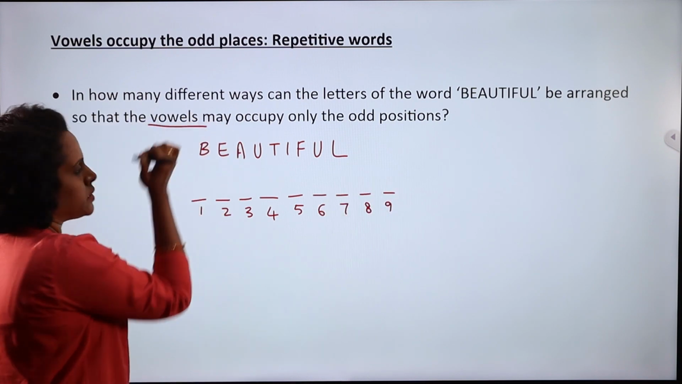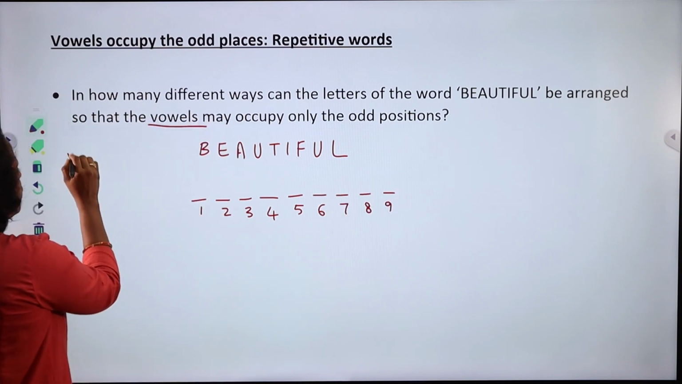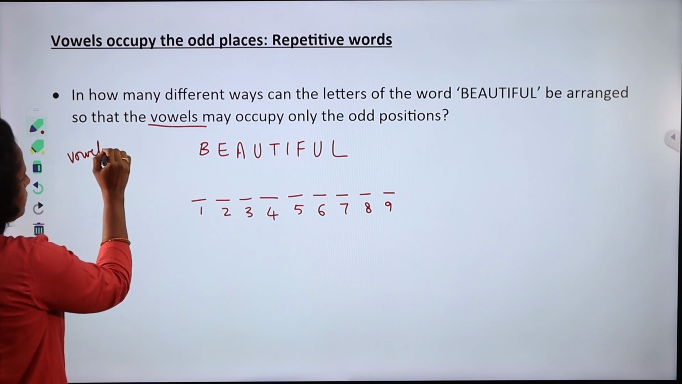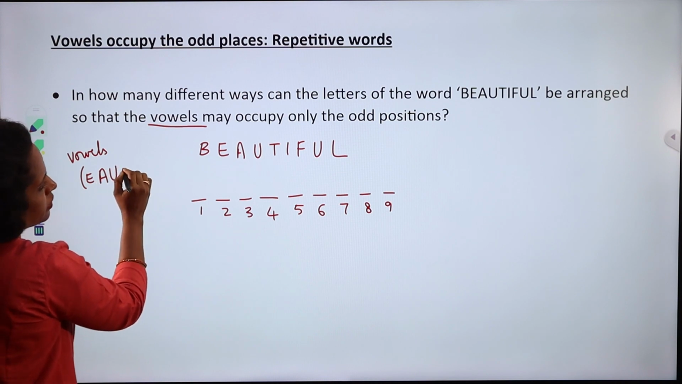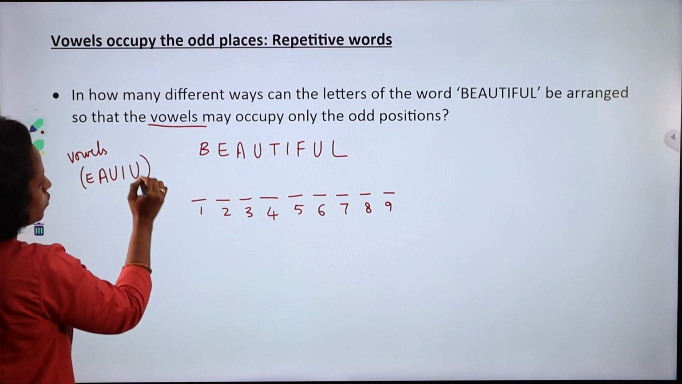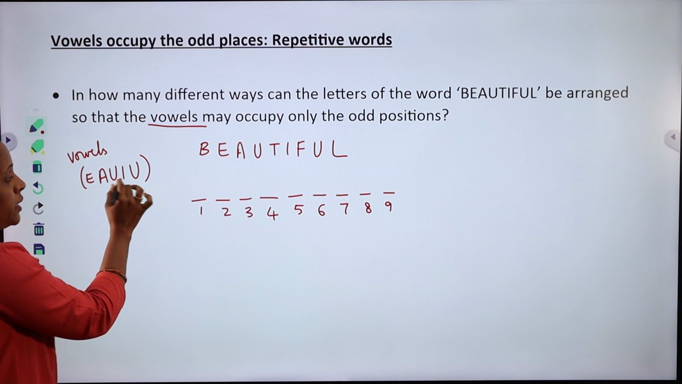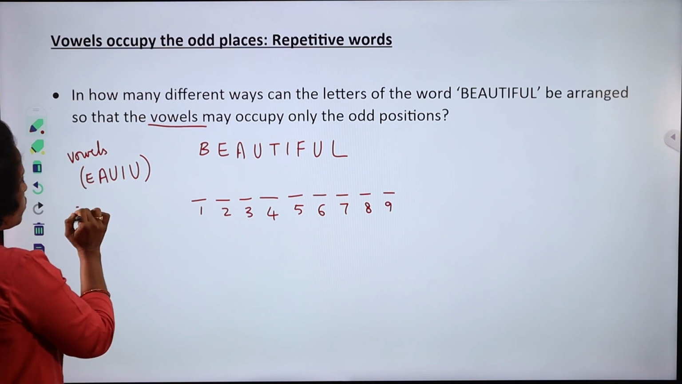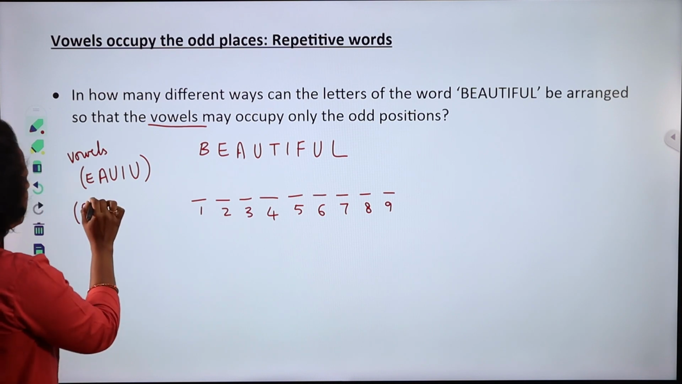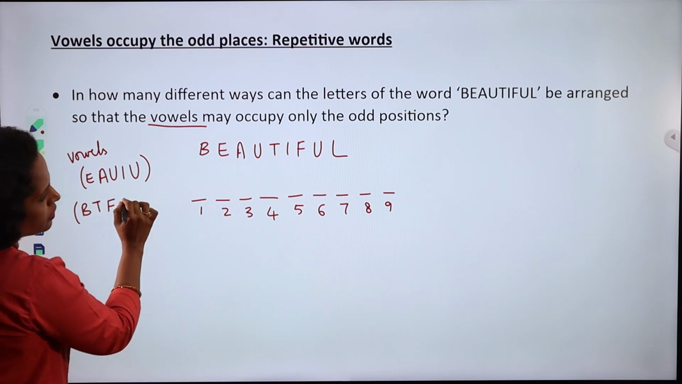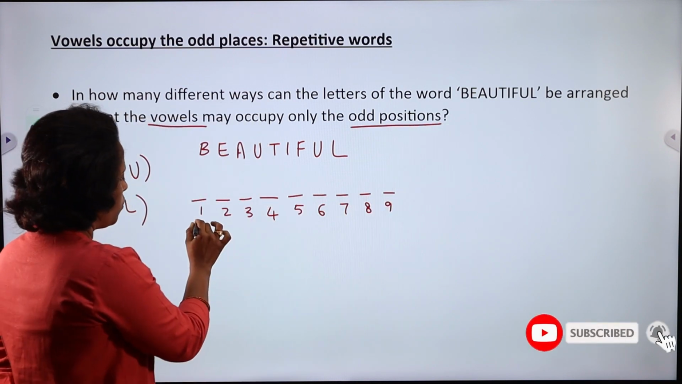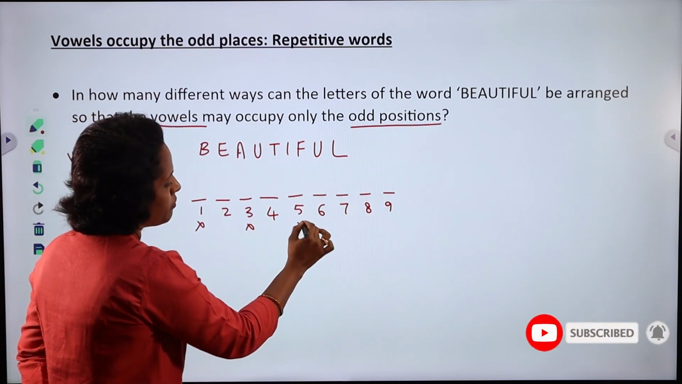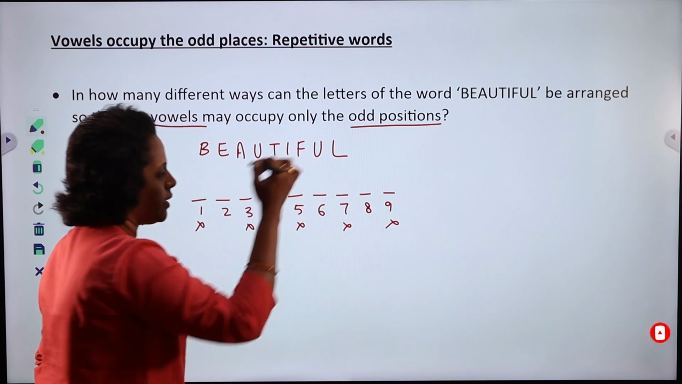Now, vowels. What are the vowels here? E, A, U, I, U. Vowels. The letter U is repeated twice. What are the remaining letters? B, T, F, L. Odd positions: 1, 3, 5, 7 and 9.